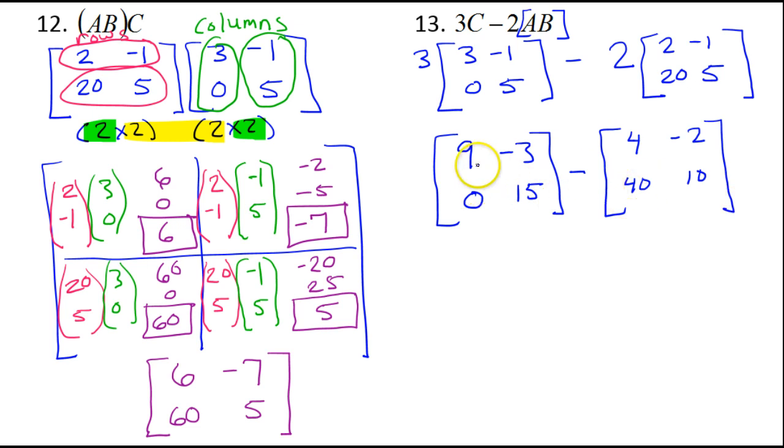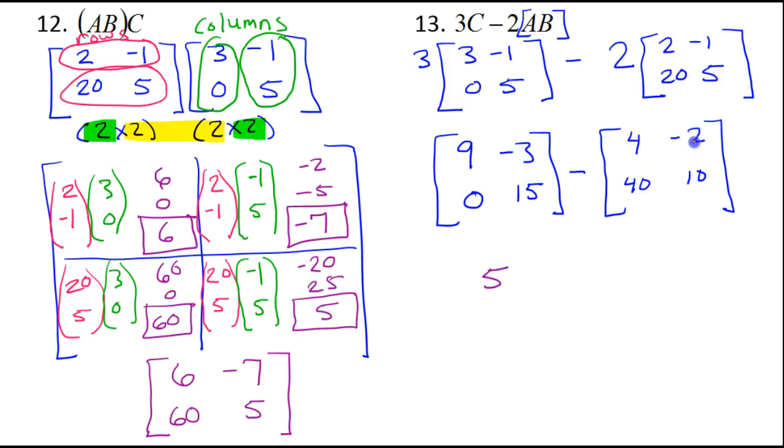So now I just need to do this matrix minus this matrix. So I'm just going to subtract each entry. Alright, so 9 minus 4, that's going to be 5. I think I'll switch to purple because it seems like I've been using that for my final answer, and that's what this is.